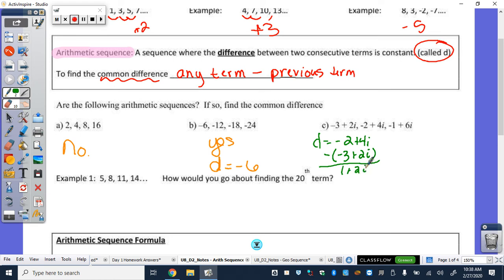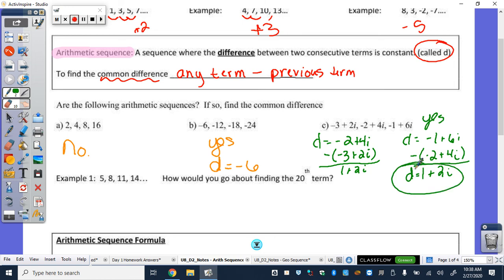Now, if it's an arithmetic sequence, I can do that with my third and my second term. I can subtract them, and I should get the same exact number. So if I take my third term, subtract my second term from that, what do we get? 1 plus 2i. So yes, this is arithmetic. Our common difference this time is 1 plus 2i. So if you aren't sure, check it. Make sure it's always the same number every time.